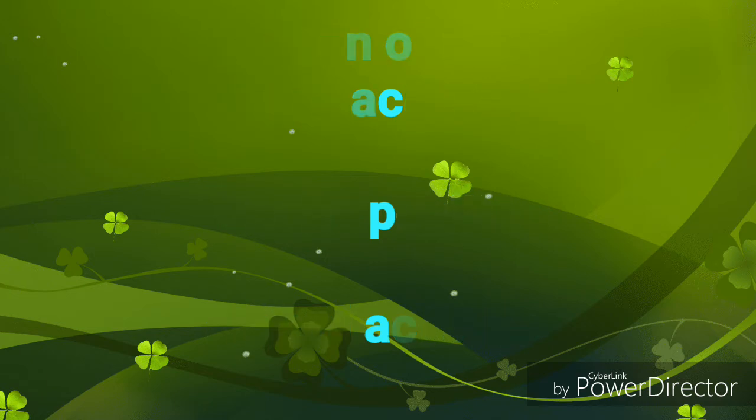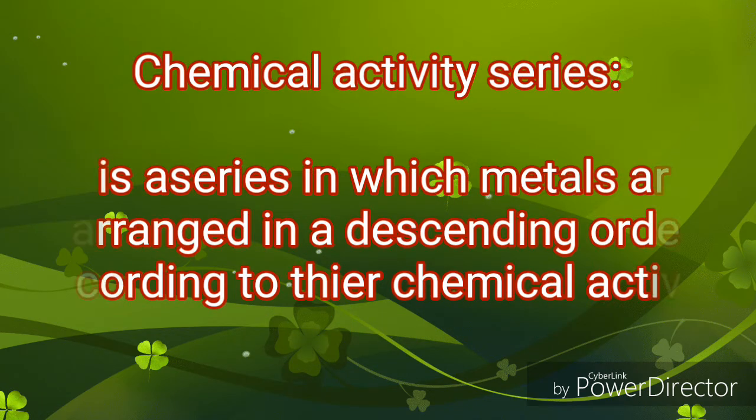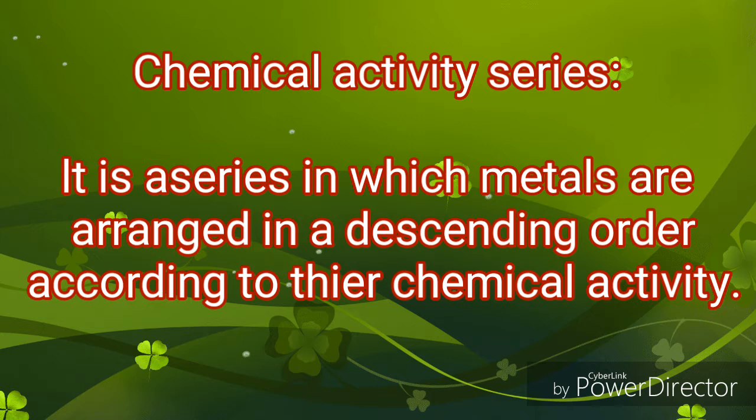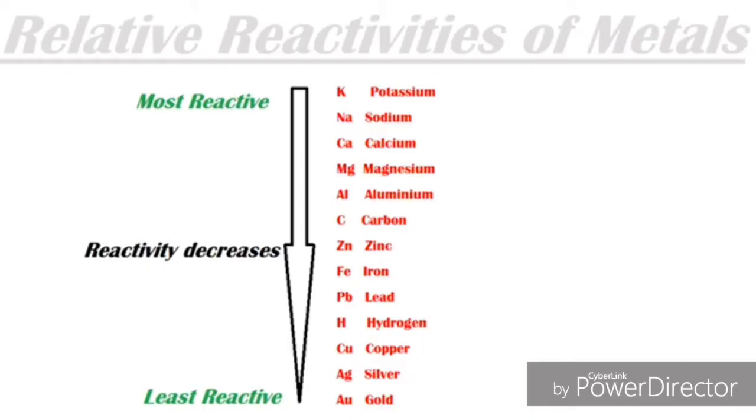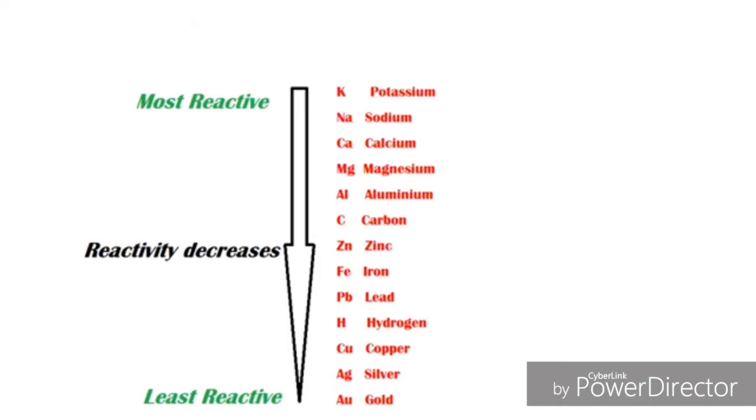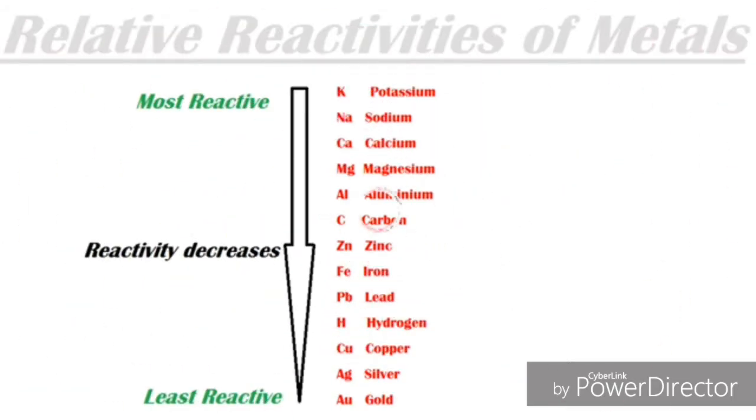So, the chemical activity series is a series in which metals are arranged in descending order according to their chemical activity. We must know that the position of hydrogen in the chemical activity series acts as a reference, as all metals that lie before hydrogen can replace hydrogen ions in its solution and are called active metals. But the metals that follow hydrogen can't replace hydrogen ions and are called inactive metals.